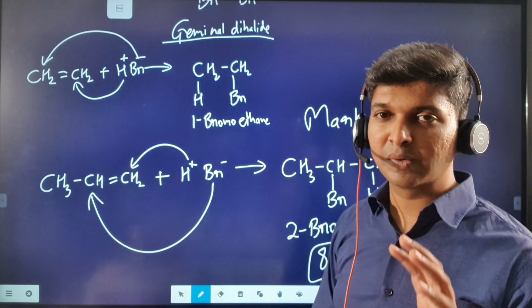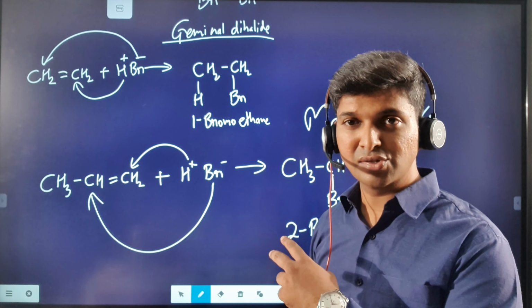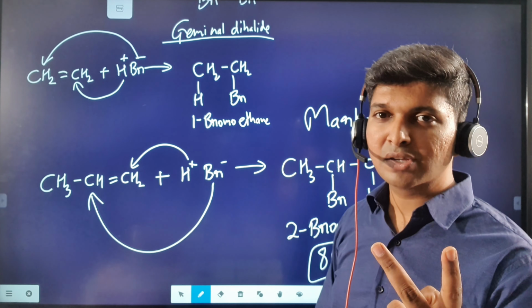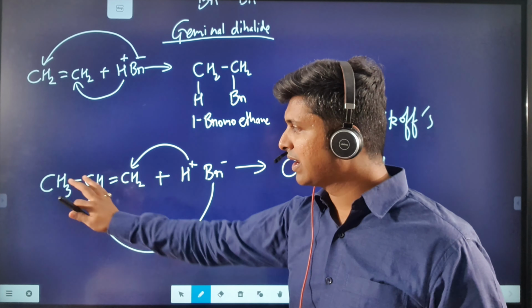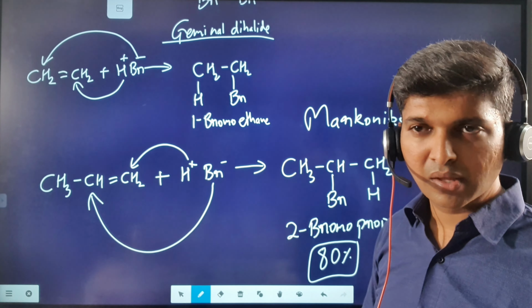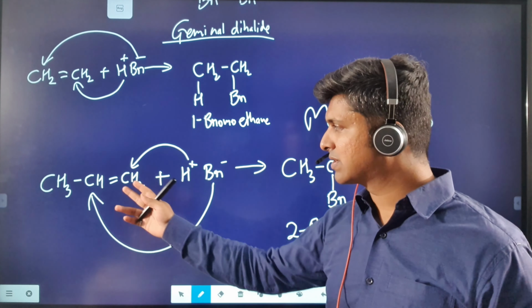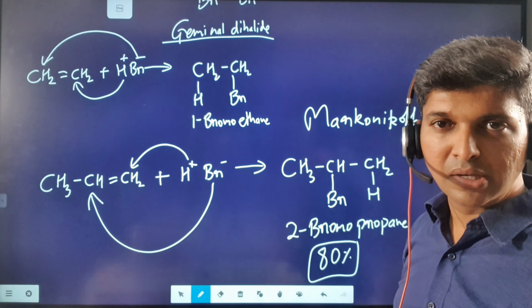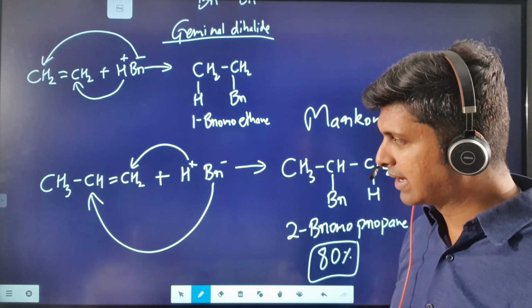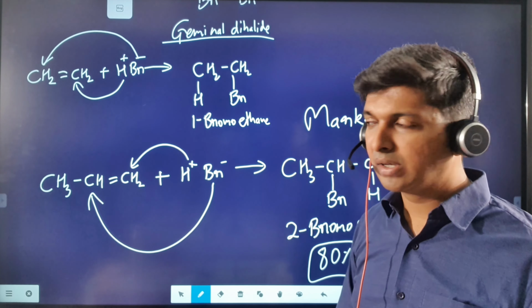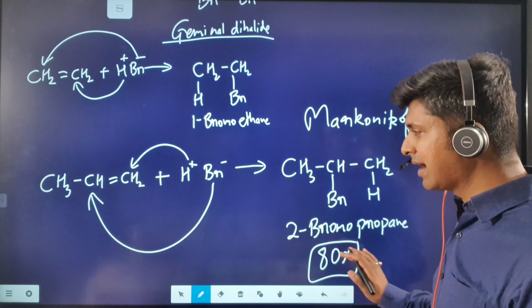In addition reactions, this is an addition reaction, by the way, we only consider the two carbons which are involved with the double bond. The remaining carbons will be copy pasted. Okay, so all addition reactions obviously convert a double bond into a single bond, or a triple bond into a double bond. The number of multiple bonds decreases in addition reactions. So this is the 80% of the product.